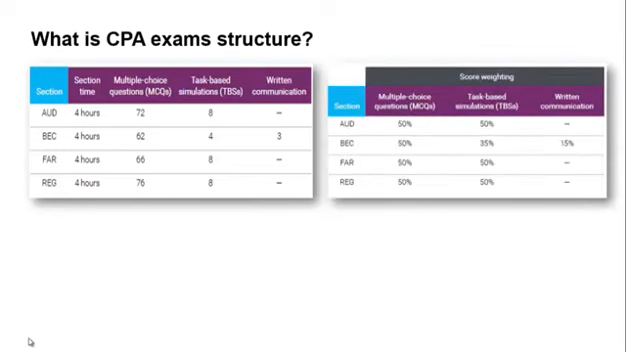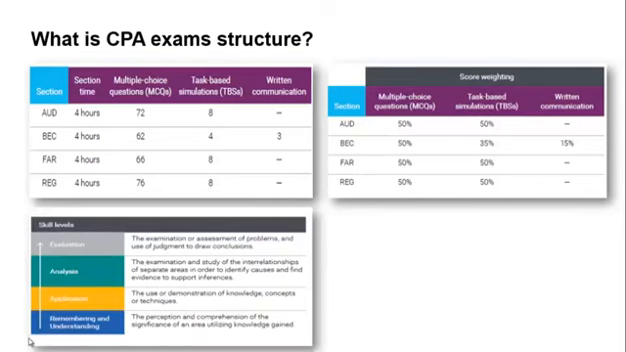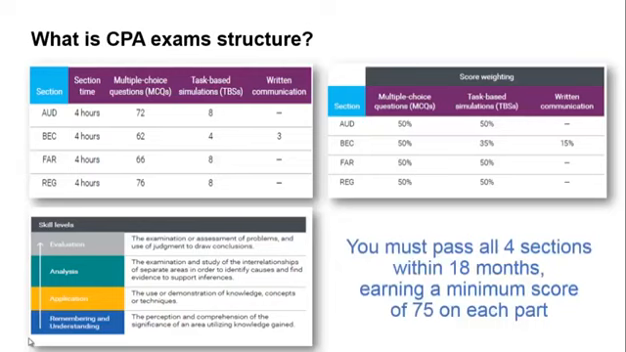Of the score weightage, for all the 4 papers, as you can see, it is half divided into the multiple choice and the remaining half are either the task-based simulations or, in case of business environment, written communication essays. Of the level of understanding, the examination evaluation looks at how, as a student, we are able to make inferences or draw conclusions apart from the knowledge of the concepts and techniques. We need to pass all the 4 sections within 18 months. We have to score 75 or more on a scaled score. That's how you can become a CPA.